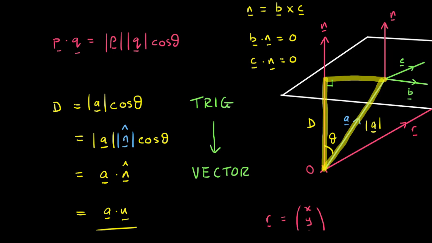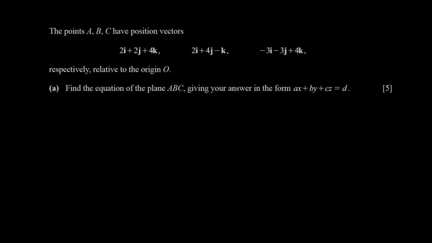All right, let's get on to a question. Okay, so let's try out a question. This is from May, June 2024. So we've got 3 points here. The points A, B, and C have got these position vectors relative to an origin O. We want to find the equation of the plane ABC, giving our answer in the Cartesian equation form.